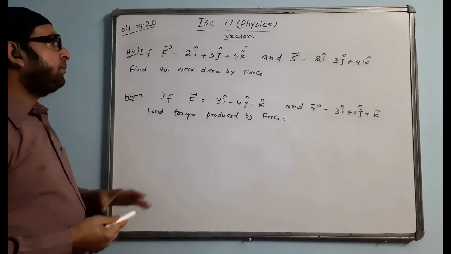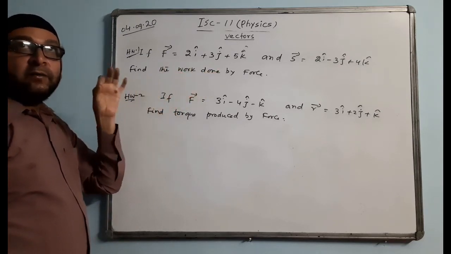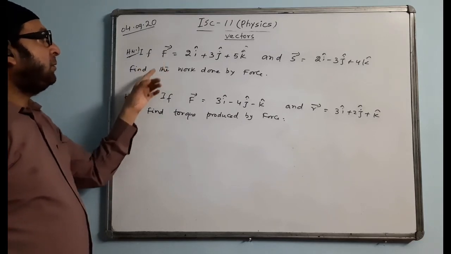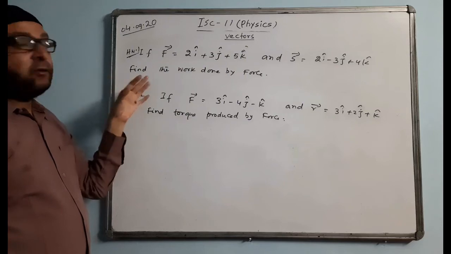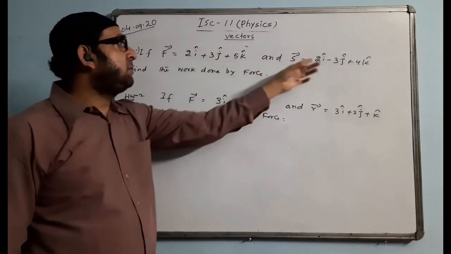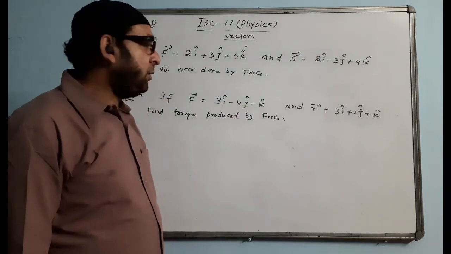How to do this? First one, we have to find work. Work is an example of dot product, that is a scalar product. You will take W equals F dot S. Simply find the dot product between them and the direct answer will come. This with this multiply, this with this, this with this. Just find the dot product.